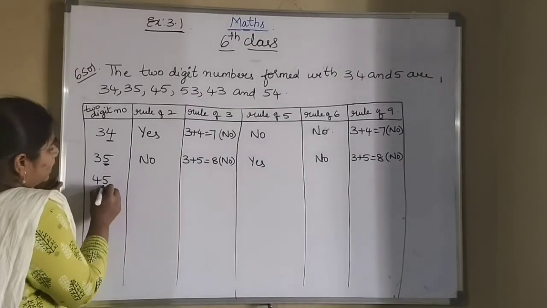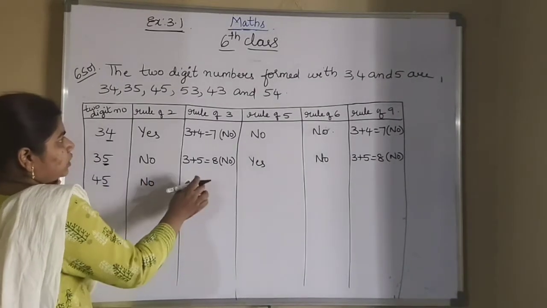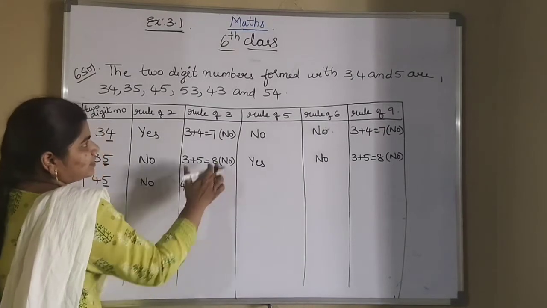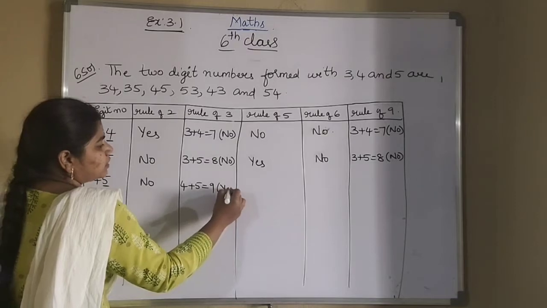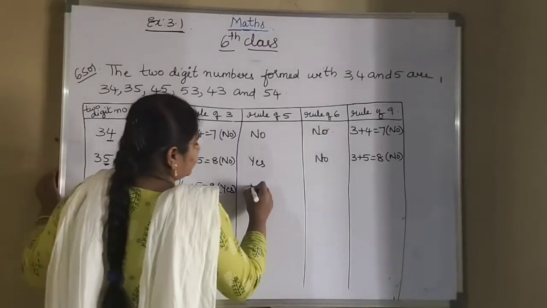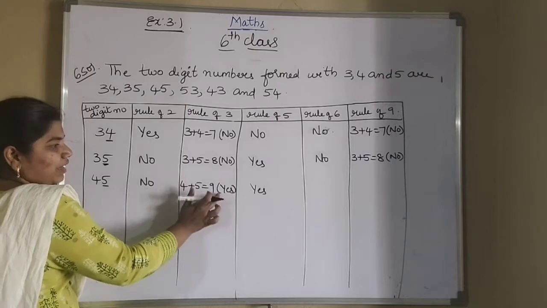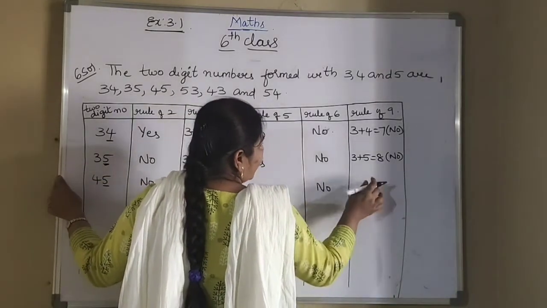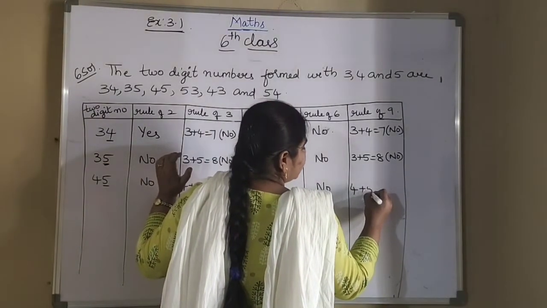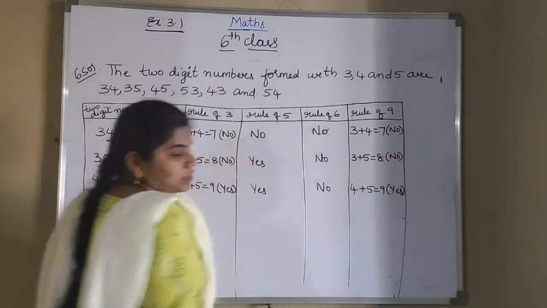So now, again, last digit should be an even number, but it is an odd number, so no. Next, rule of 3, we have to add this. 4 plus 5 equals 9. 9 is a multiple of 3, so it is yes. Next, rule of 5, last digit should be 5 or 0, it is 5, so it is yes. Next, rule of 6, both should be divisible, but only one is divisible here, so it is no. And rule of 9, we have to add these two. 4 plus 5 equals 9. So 9 is a multiple of 9. It will be yes.